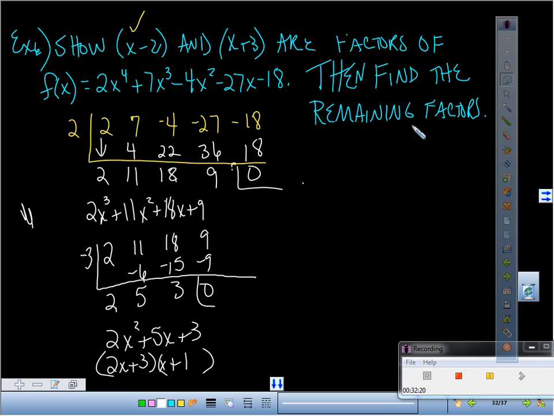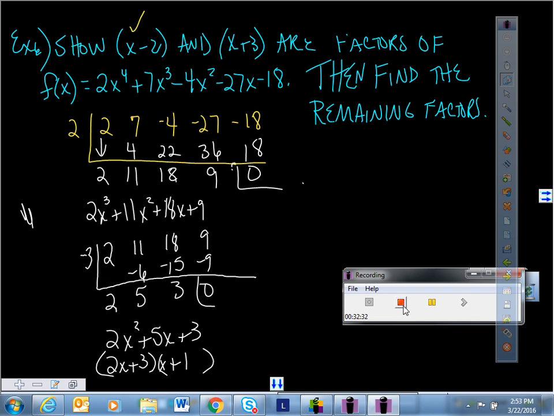Perfect. So now we found the remaining factors. We showed that those were factors, got it down to a quadratic, and found the remaining factors. Pretty cool, isn't it? All right, you can go. Have a good day.